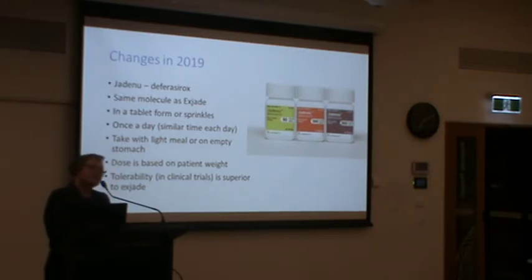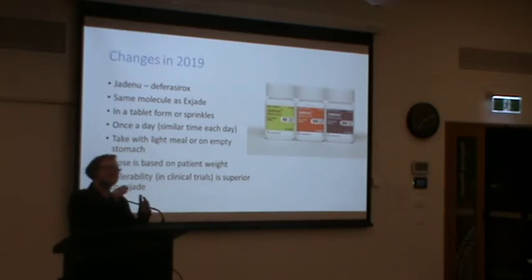And the dose is actually adjusted to the patient's weight. So the idea is that you start off with a dose according to the person's weight, and then you adjust the dose according to how well the iron's coming off, for example. Now, unfortunately, Novartis has not let us have any in Australia before it's been released.